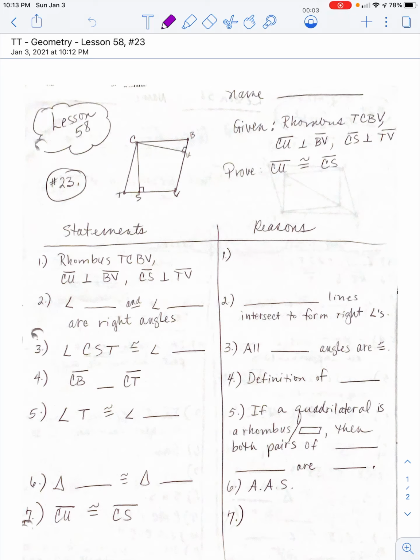Okie dokie, Lexi. Moving on to the next one, lesson 58, number 23. I did reset this on your grade book, so if you want to go in and make corrections and give it another shot, it should be open and available for you to do that.